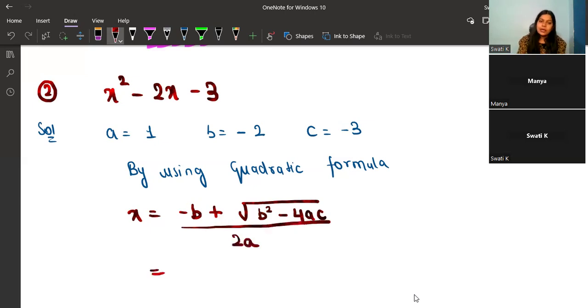Now just start putting the values. Tell me. What is the answer? Minus as it is. Minus is in the formula, so minus as it is. Now, what is B?